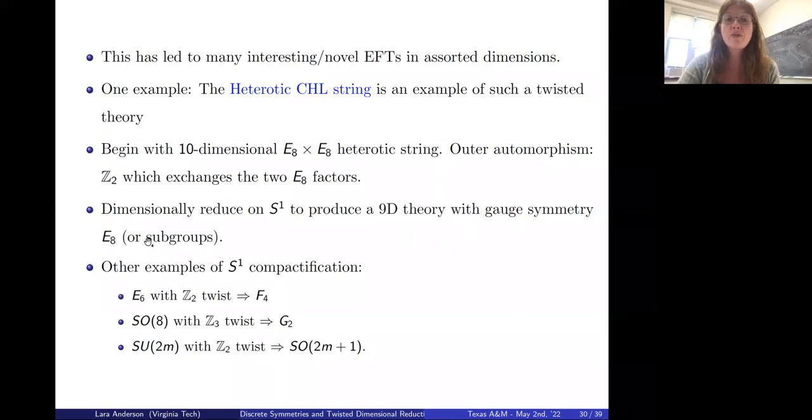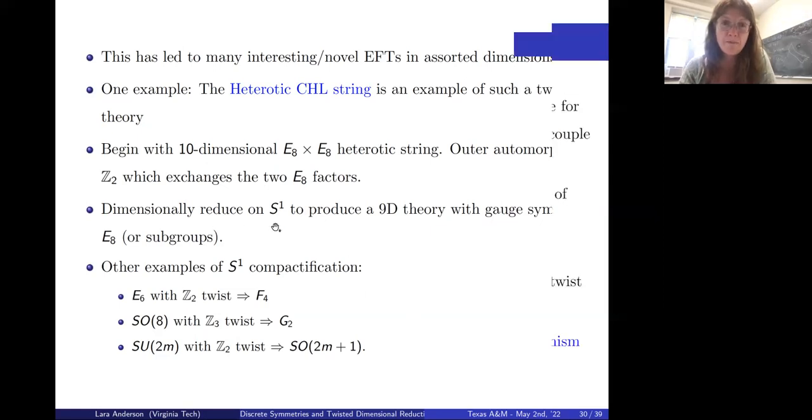You can also do subgroups of E8 by effectively turning on gauge field vevs symmetrically across the two E8 factors. Other examples of known S1 compactifications: you can have an E6 theory with a Z2 twist, which can reduce to F4. That's the one I was just showing in the Dynkin diagram. SO8 with a Z3 can lead to G2, SU2M to SO2M+1, and so on. So there are known gauge theoretic ways of reducing these types of symmetries on a circle.